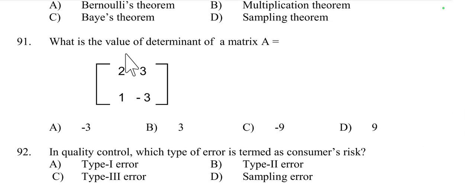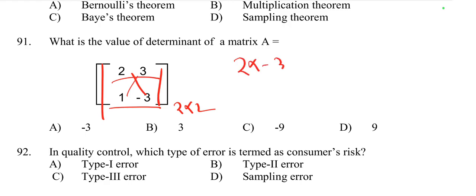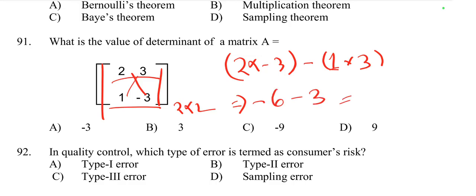Then come to question number 91. What is the value of the determinant of a matrix A? This is a 2 into 2 matrix, meaning 2 rows and 2 columns. In a 2 into 2 matrix, the process of finding the determinant is to cross multiply the values. First cross multiply 2 into minus 3, minus 1 into 3. So 2 into minus 3 is minus 6, minus 6 minus 3 is equal to minus 9. So the determinant value of A is minus 9. So option number C is the right choice.